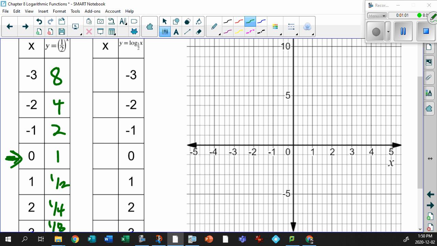Let's draw it. 0, 1. Everybody knows. Yep, there it is. -1, 2. -2, 4. -3, 8. There it is. Okay. We go to 1, it's a half. We go to 2, it's a quarter. We go to 3, it's an eighth, and it just gets smaller and smaller and smaller. So we have an exponential function, of course, we know with a base of 1/2 going in that direction.